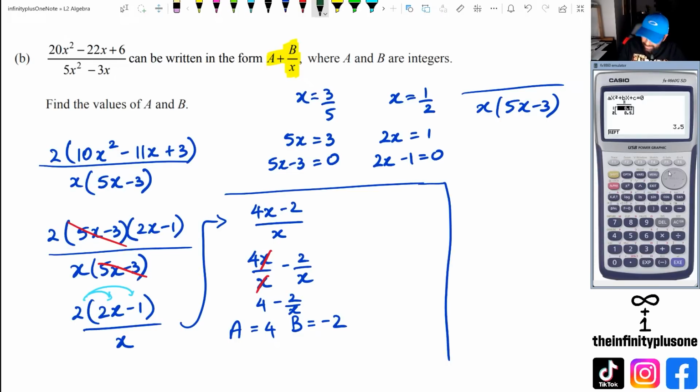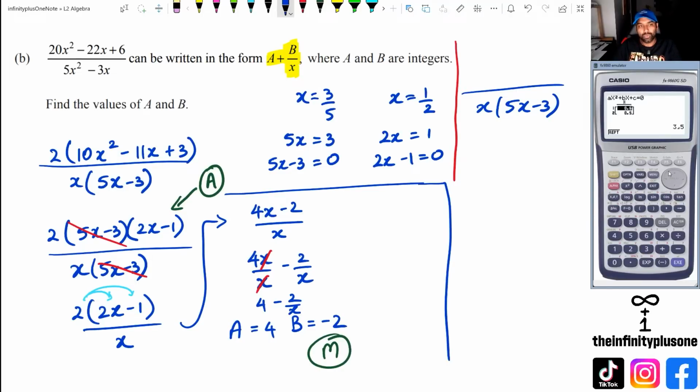So grades wise, correct values for a and b, if not, line 3 is required. So basically you need to actually get these two values to get a merit. Correct factorization of numerator is getting an achieved. So getting to this part here is going to get an achieved. Now, I haven't forgotten about the cheat method, the cheat method as we call it, right?